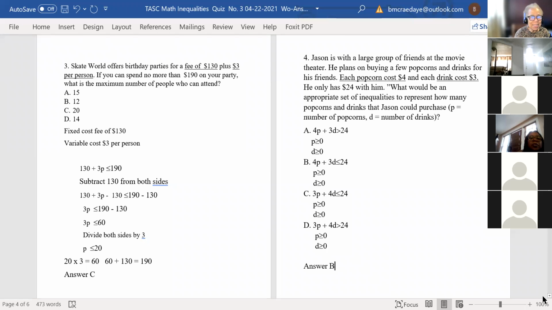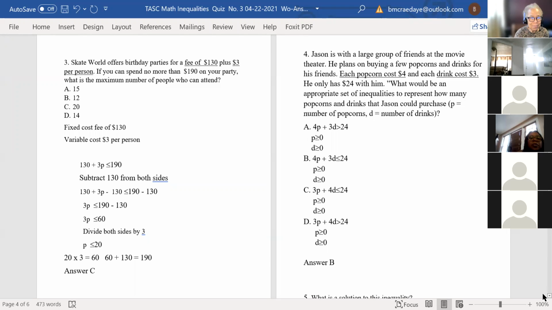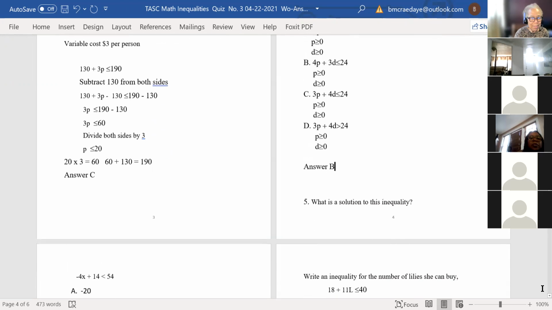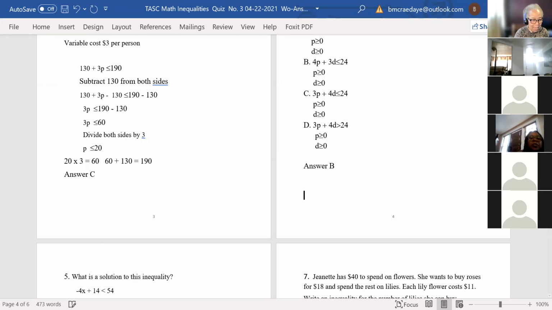But this one was just a setup. They didn't ask you to find, because they didn't really give you information about how many you bought. They just wanted to know what the setup would look like to stay within the $24 that Jason has with him. All right. Let's go to number 5.